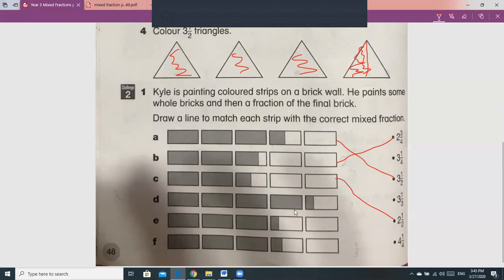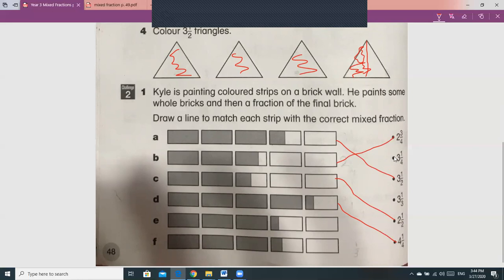Here, 1, 2, 3, 4. 4 whole parts. And 1.25? We don't have it, we only have quarter. And this small part is like a quarter. So it's 4 and a quarter. Here, 1, 2, 3. And this small part, we say it's a quarter. The quarter is smaller than a half. This is smaller, so it will be a quarter.